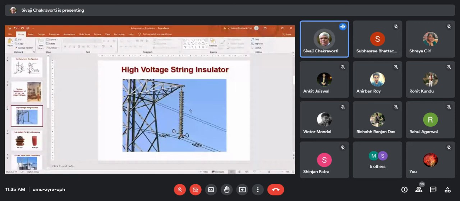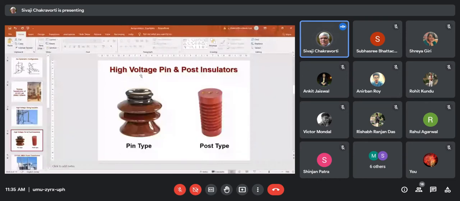system. You take the high voltage pin and post insulator. The left side is the pin insulator, right side is the post type insulator. Again, if you cut it by a vertical plane, then you can clearly see that the cross-sectional plane configuration remains same for both the types. So they are axisymmetric systems.